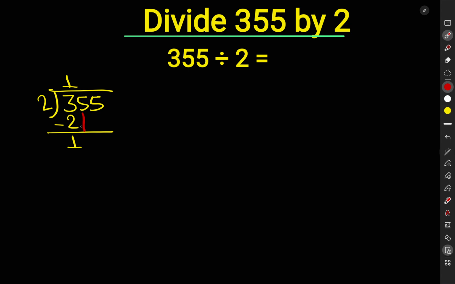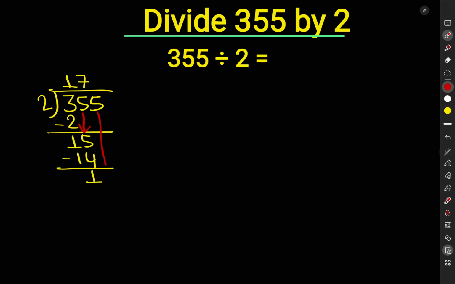So we put down the number beside this 5. So it became 15 and 2 times 7 means 14. On subtracting we get 1. So again this 1 is less than 2.